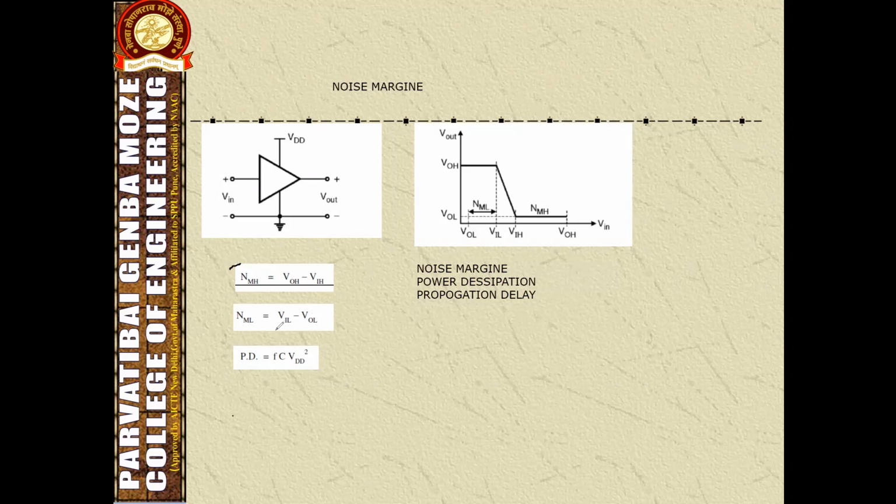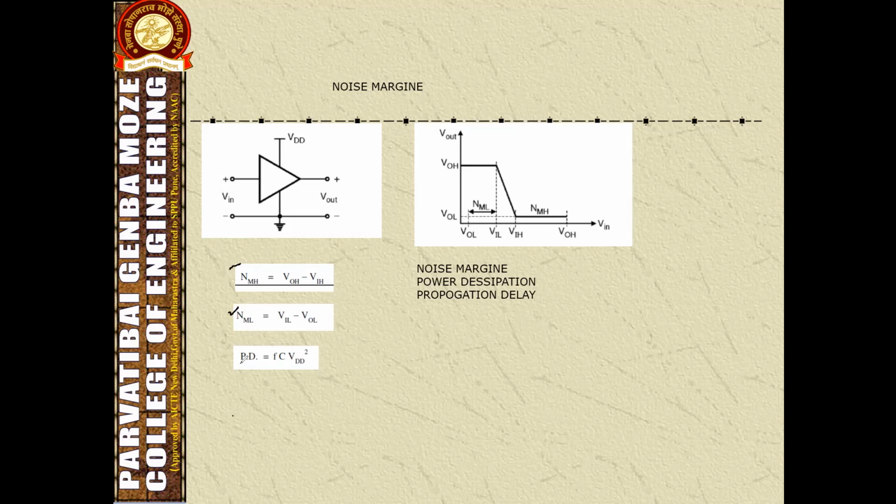So the level at its input, rising it up to VIL. That is, the inverter has a noise margin for low input, NML. This is the noise margin mentioned as NML, that's equal to VIL minus VOL.